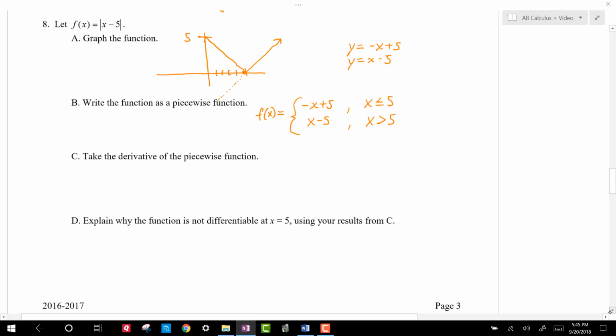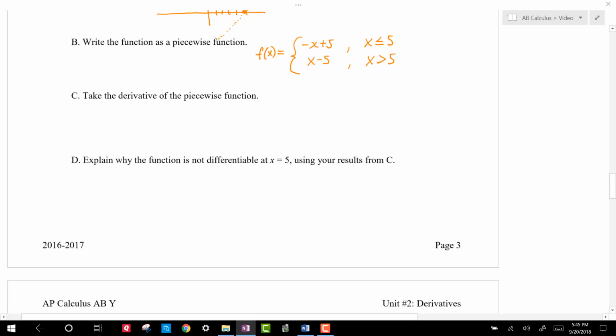All right? Next part says, take the derivative of the piecewise function. So f prime of x. Now, if you've listened all the way along, you should already know what the derivative is because we've talked about this derivative over and over. The derivative of my first function is negative 1 when x is less than or equal to 5. The derivative of my second function is positive 1 when x is greater than 5. So there's my derivative function, and it explains why it is not differentiable at x equals 5.